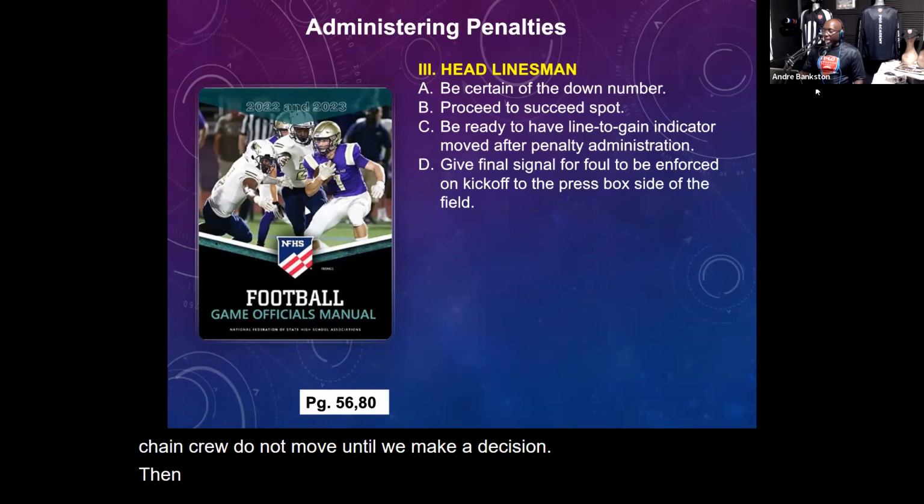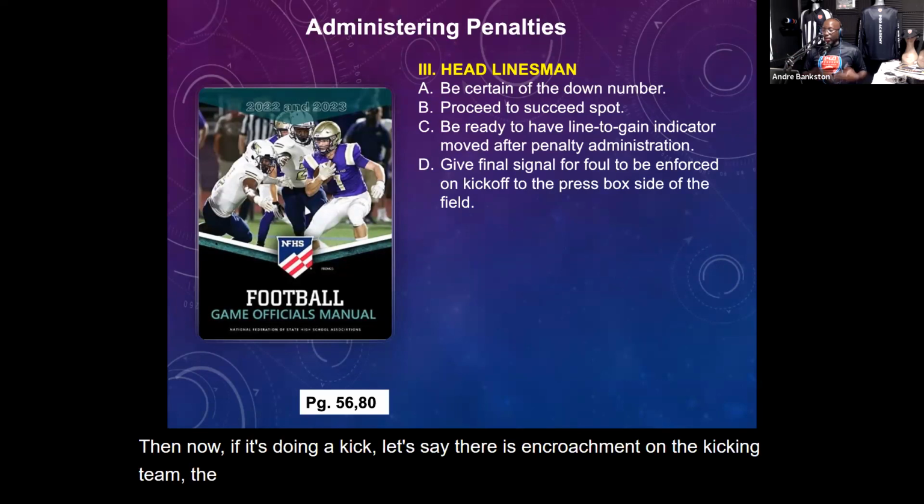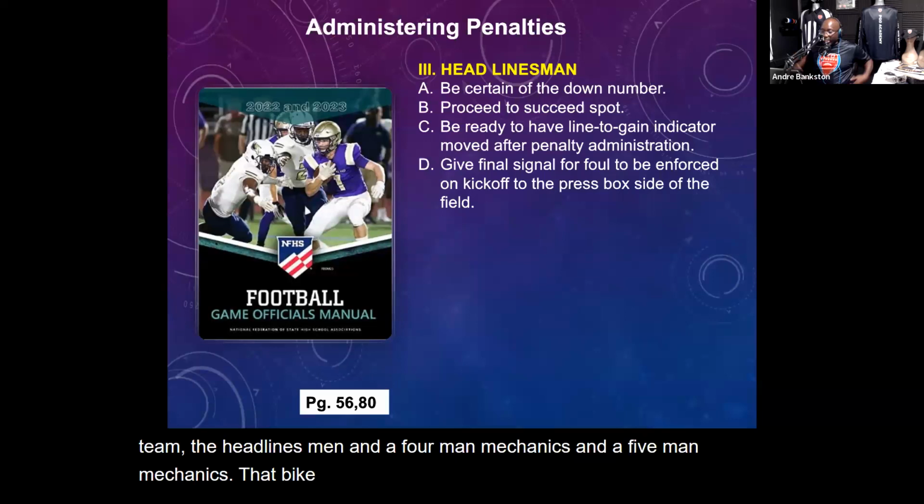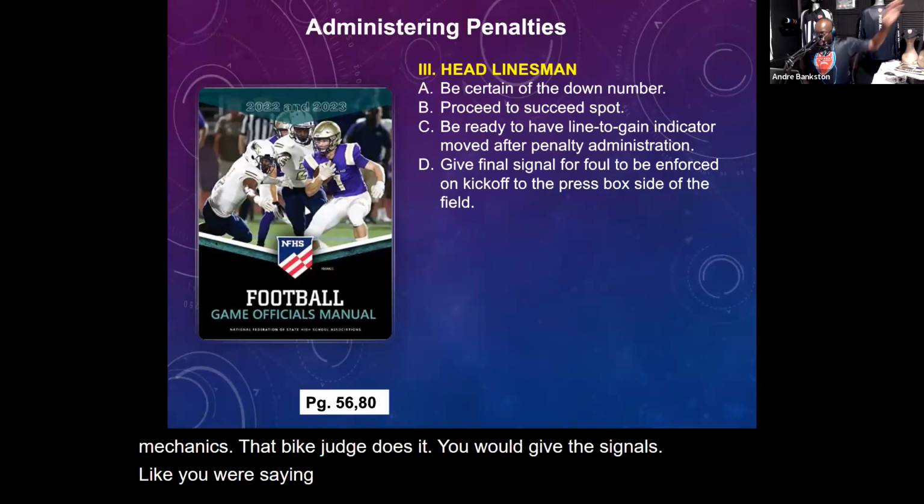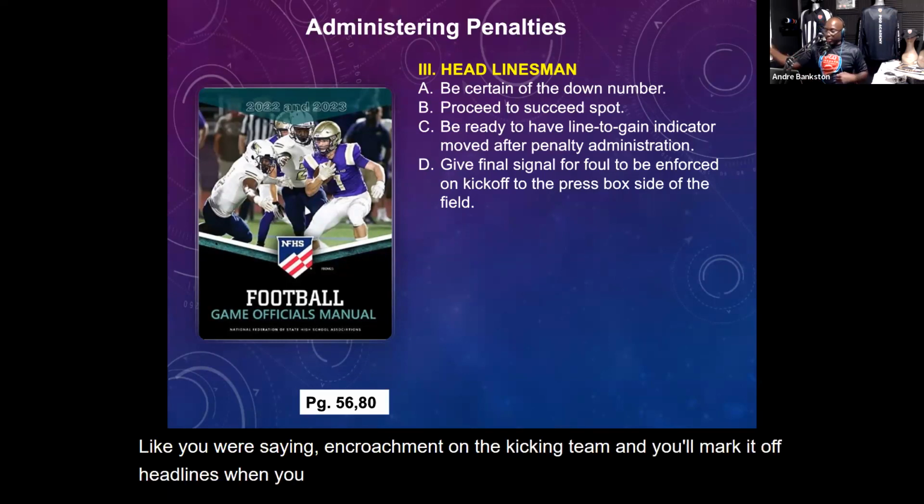Now, if it's a kick, let's say there is encroachment on the kicking team, the head linesman, in a 4-man mechanics and a 5-man mechanics, the side judge does it. You would give the signals, like you will say encroachment on the kicking team, and you'll mark it off. Head linesman, you do that on kicks, not the referee.